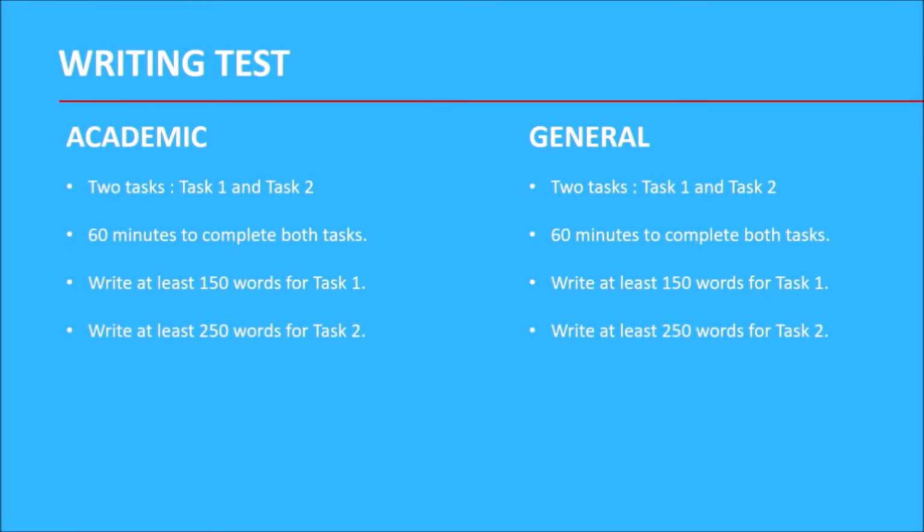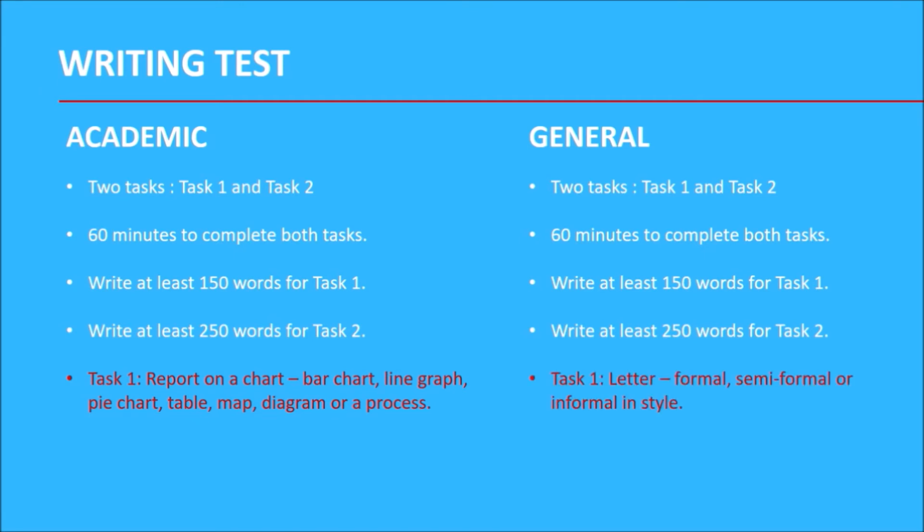Let's see how. The writing test consists of 2 writing tasks, Task 1 and Task 2. You get 60 minutes to complete both the tasks. You have to write at least 150 words for Task 1 and 250 words for Task 2. The main difference is in Task 1. Academic Writing Task 1 is a report on a chart that could be a bar chart, line graph, pie chart, table, map, diagram, or a process. General Training Writing Task 1 is a letter only. The letter could be formal, semi-formal, or informal in style.